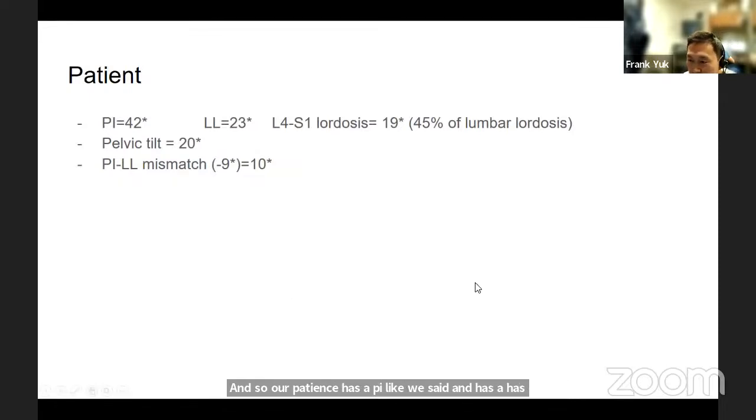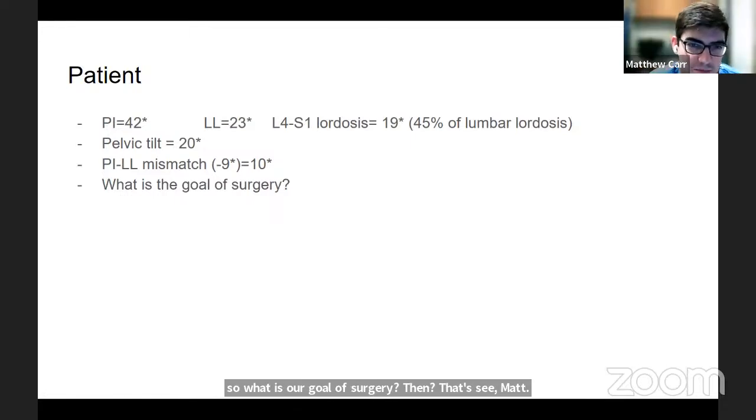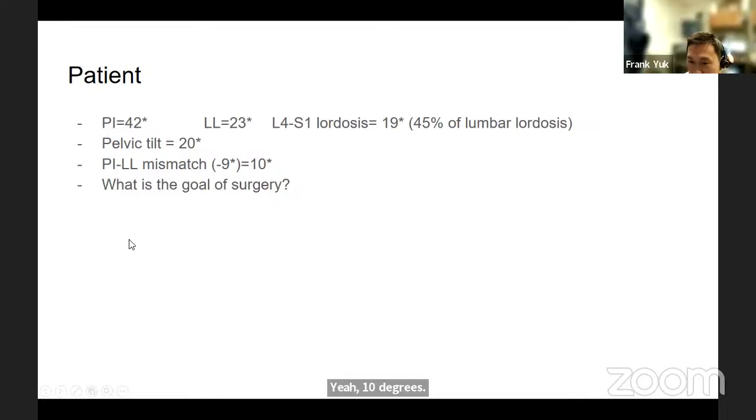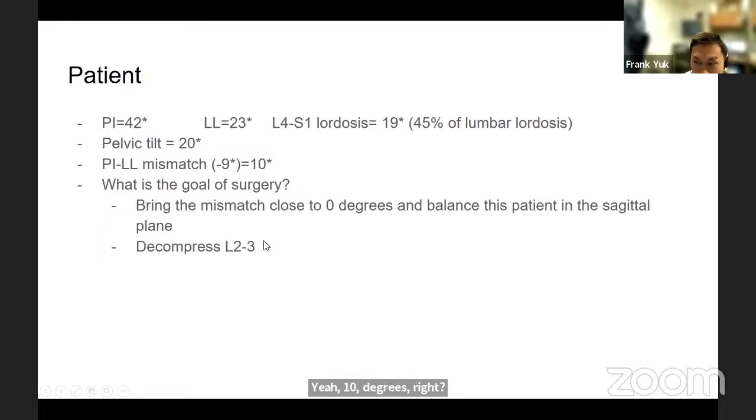And so what is our goal of surgery then? Let's see, Matt. From a deformity correction perspective, would you have to correct? Yeah, 10 degrees, right? So bring the mismatch down to 0 degrees. And what else? You want to also decompress L2-3 since you're there. And he has severe stenosis at L2-3.